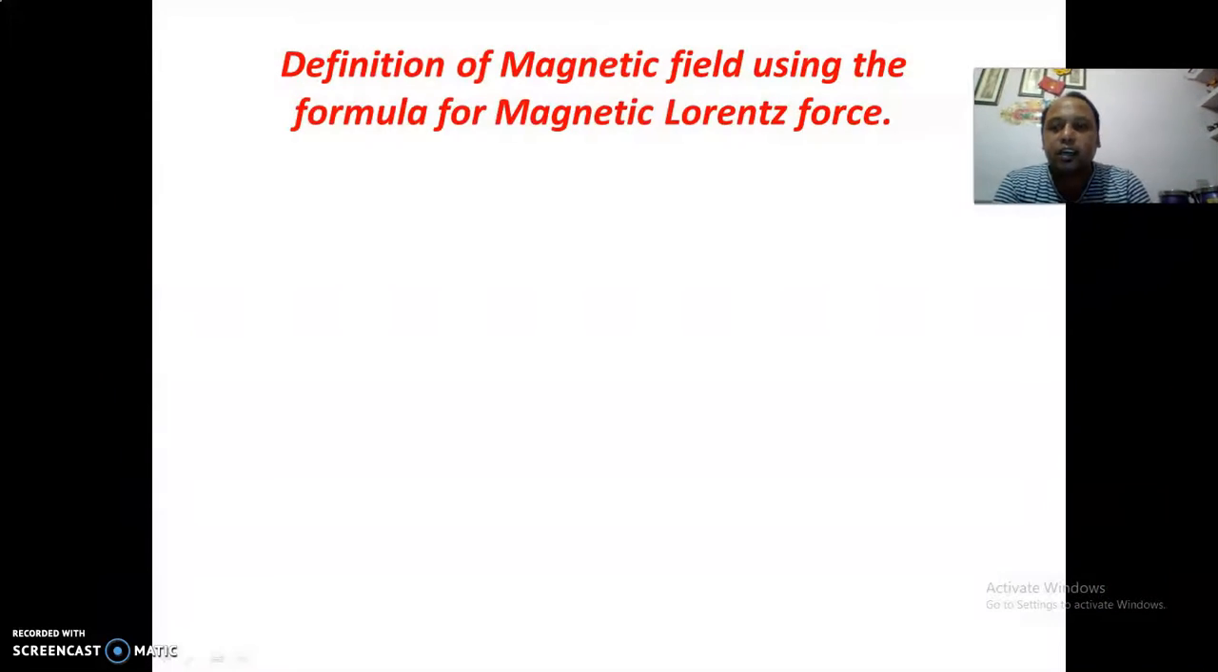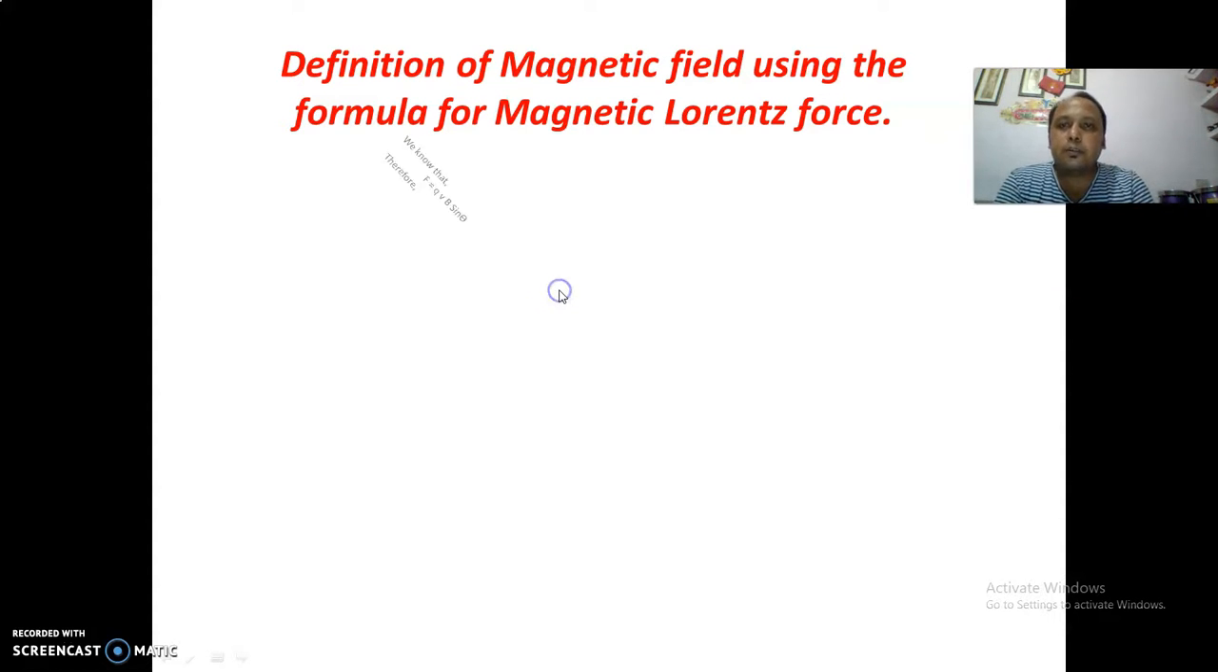Now we are going to define the magnetic field by using the magnetic Lorentz force expression. So let us see how it is done. Definition of magnetic field using the formula of magnetic Lorentz force.